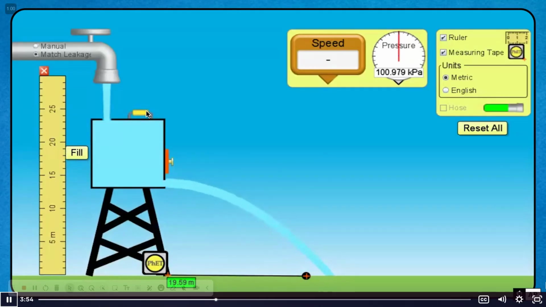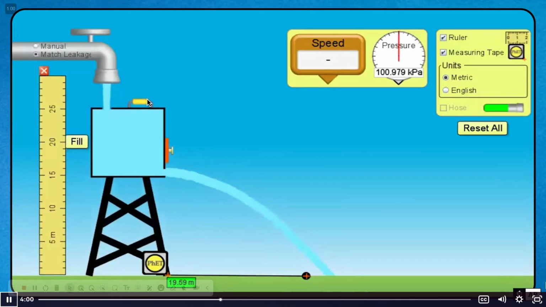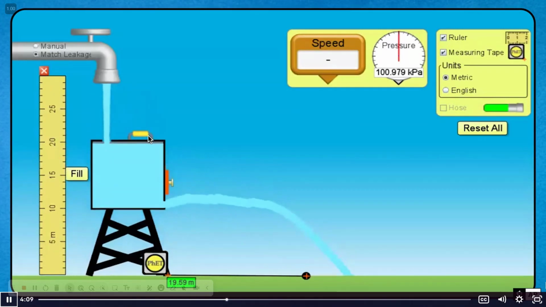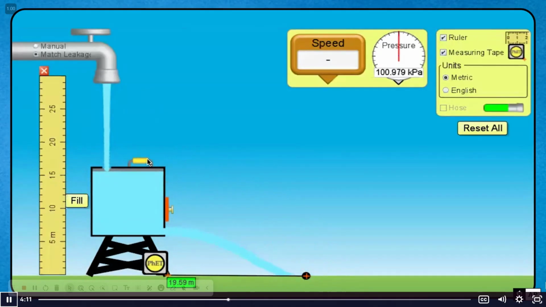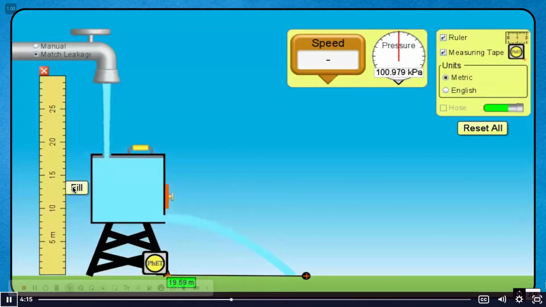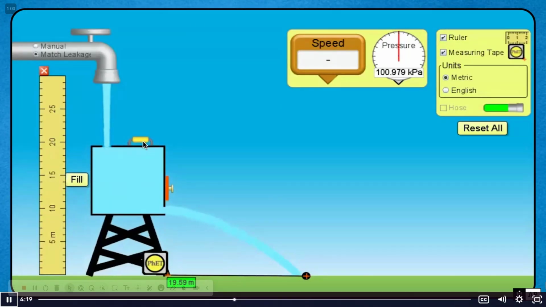Now, is that a fluids thing or is that just a projectile thing? That sure seems like a projectile thing. That if I throw a ball off of a taller building, it's going to go farther than if I throw a ball off of a shorter building. Well, what else can I do to change? Let's get that range back out to about that 19.59 that we had before.